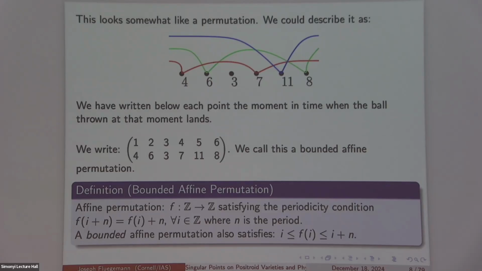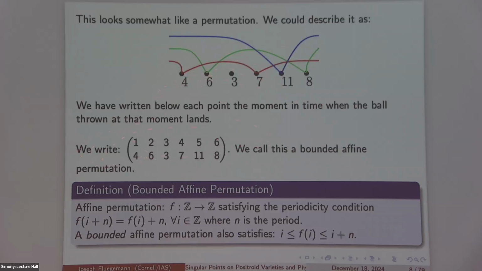So we can take the set of numbers and think about what sort of combinatorial data you can give to this. The most natural thing is to simply label what second the ball landed. So the ball from second one lands on the fourth second. The ball from second two lands on the 6th second. And so you could write it something like this.